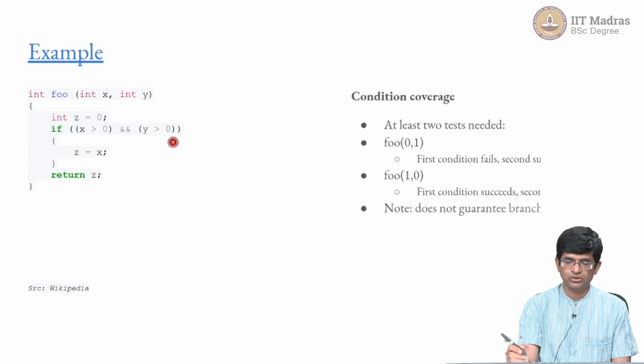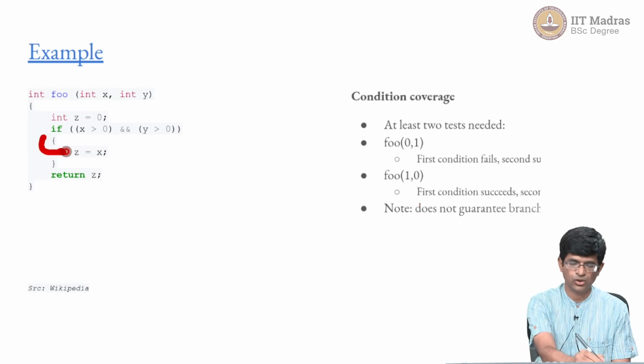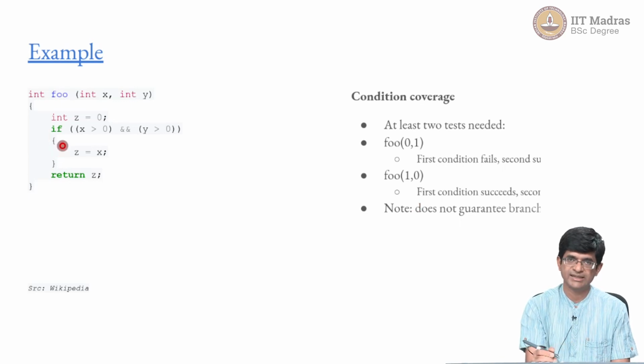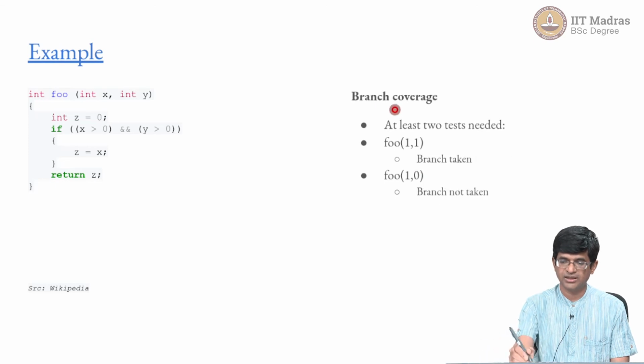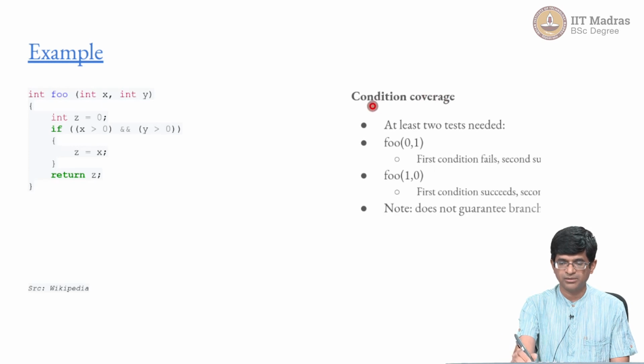Now if you look at those two tests, you will realize that under both these conditions the branch will actually not be taken. For the branch to be taken and to go inside and execute this z equal to x, I need x greater than 0 and y greater than 0 at the same time, which is not satisfied in either of these conditions. Which means that over here I have 100% condition coverage, in the previous case I have 100% branch coverage, right? But 100% condition coverage does not guarantee 100% branch coverage, nor vice versa.